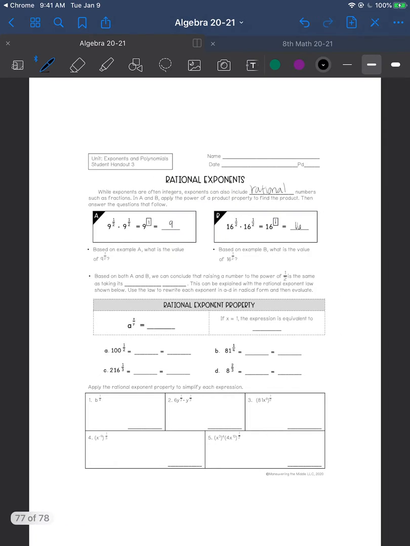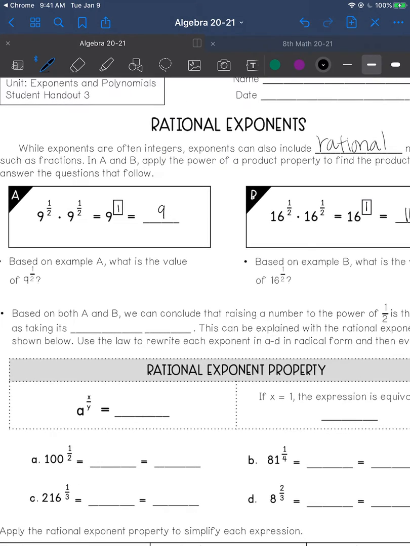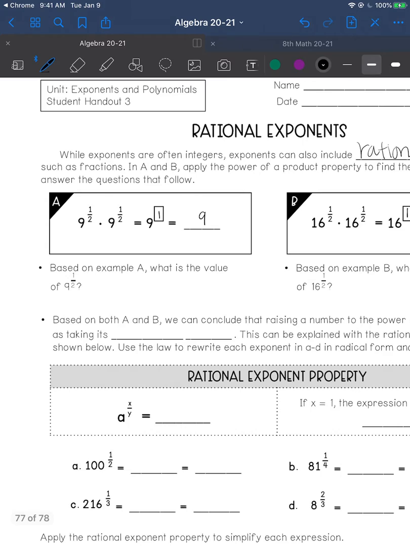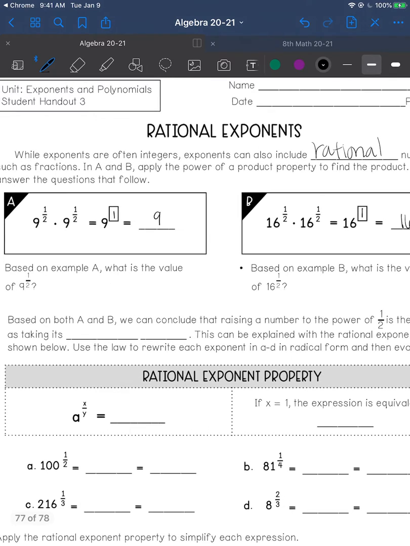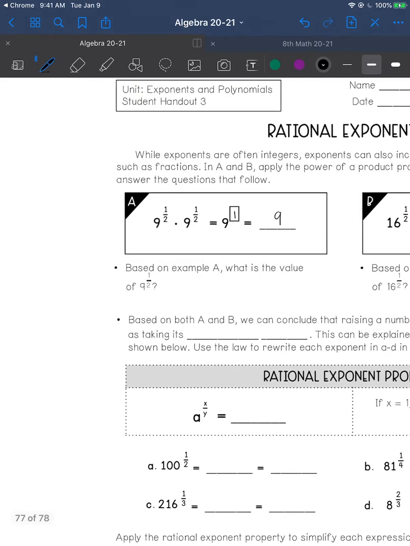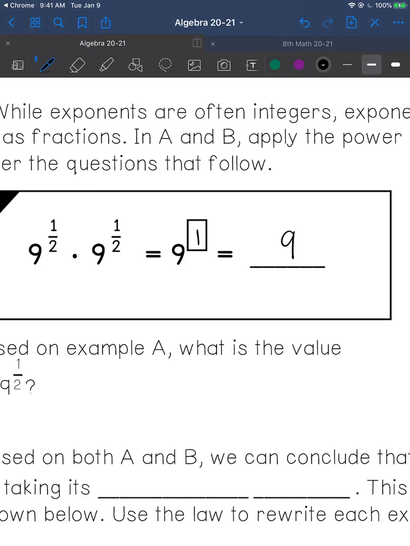Okay, let's get into rational exponents. While exponents are often integers, exponents can also include rational numbers such as fractions. In A and B, apply the power of a product property to find the product, then answer the questions that follow. So I've already plugged those in, because we know that 1/2 times 1/2, if we're looking at product of like bases, then you're adding, so that equals 1.